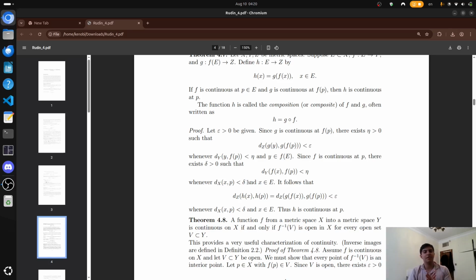Basically the strategy, I'll explain it now, is you're taking some sort of chain. So the epsilon over here and the delta over here, this becomes the epsilon over here, this becomes the delta over here, and you can relate them together, right?